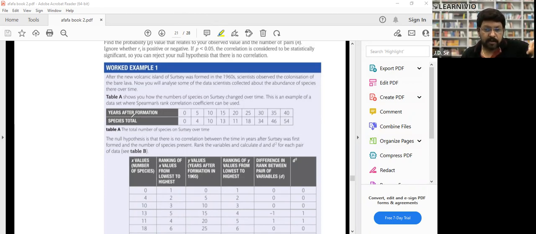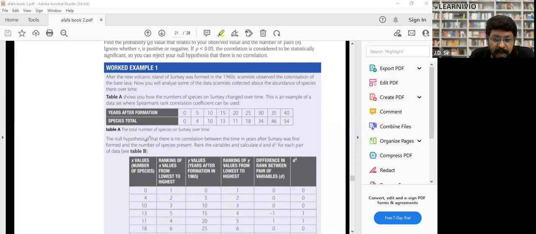Look, years after formation: year 5, 10, 15, 20, 25, 30, 35, 40. Species total: 4 species, 10 species, 13 species, 11 species. So these are the number of species, and this is the number of years. The total number of species in Surtsey over time, right? This is the number of species which came there over time.